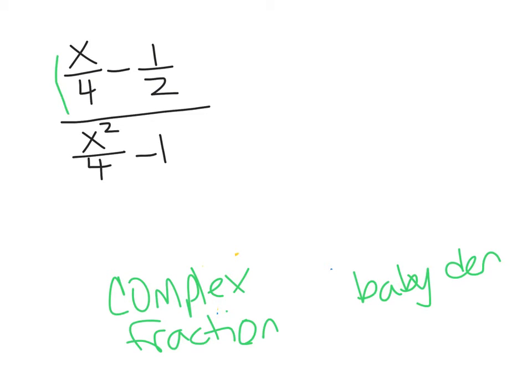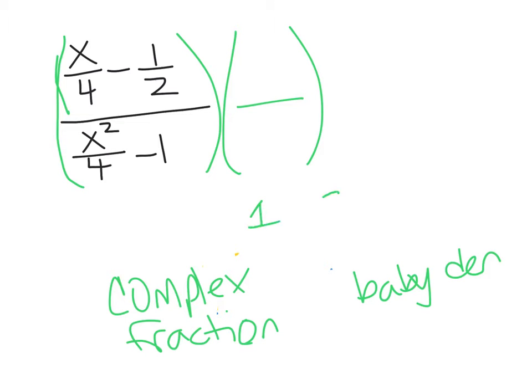So I'm going to multiply this whole giant fraction by a version of 1, because I can multiply anything by 1, right? So I can multiply something by 1, or by 2 over 2, because 2 over 2 reduces to 1, or 4 over 4, that reduces to 1, or x over x, that reduces to 1. So some sort of special 1 I am going to multiply by. And the special 1 I decide to multiply by is my baby denominator.